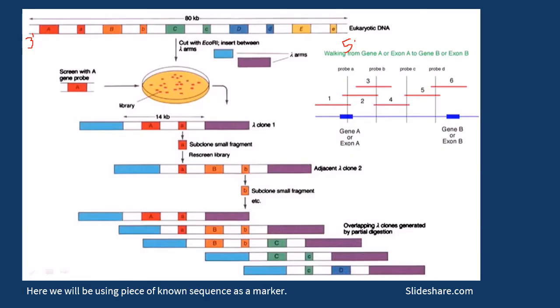This is our eukaryotic DNA of 80 kb, a big size. You need to study this. So you will use a restriction enzyme to cut this DNA sequence, and by using lambda arms you will clone and study each segment.